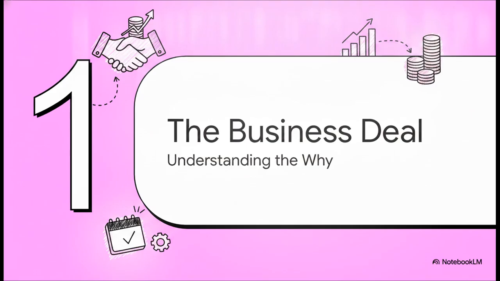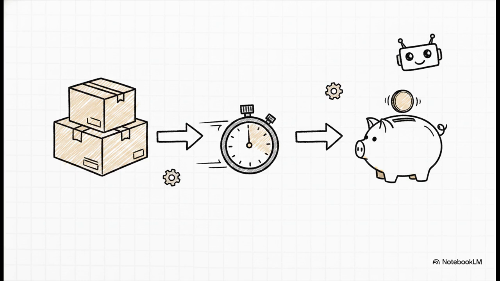Section 1. The business deal. Understanding the why. Okay, before we touch any software, let's picture this. Imagine you're running this massive, bustling office supplies business, right? And you're constantly buying tons of paper from a specific vendor. Now, this vendor wants to get paid faster because, hey, cash flow is king. So they offer you a classic cash discount deal. The premise is super simple. Buy the paper, pay early, and save money automatically.